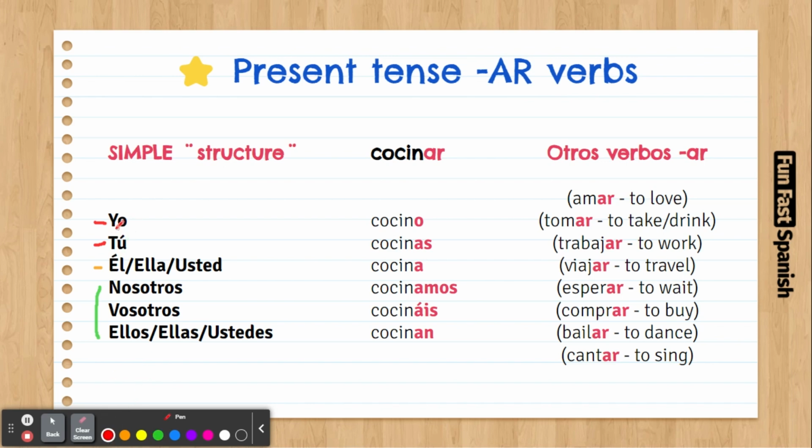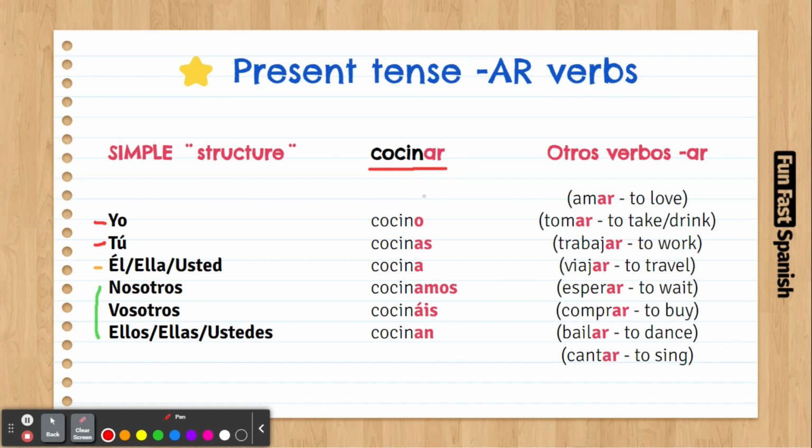So let's start with yo, which is I, and let's learn how to conjugate these AR verbs for yo. Again, what is to conjugate? To conjugate is when the verb goes right after a personal pronoun. Let's say in English the verb to be. The verb to be on its own, just to be, is the verb in infinitive. Like cocinar. We talked about this before. Cocinar is a verb in infinitive. It's just on its own.